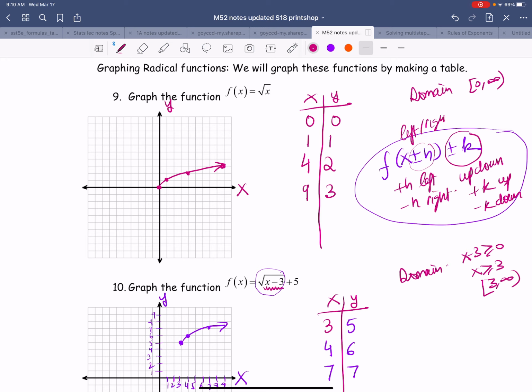So my basic parent graph was the square root of x, and the k here is 5. So I'm going to move the square root of x 5 units up and 3 units to the right. k is 5, h is negative 3. So 5 up, 3 to the right. If I shift my basic graph 5 up, 1, 2, 3, 4, 5, and 1, 2, 3 to the right, that's how I can also estimate. I didn't move every single point, but we can move them point by point and we'll get the same graph.